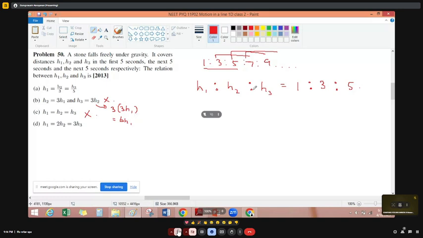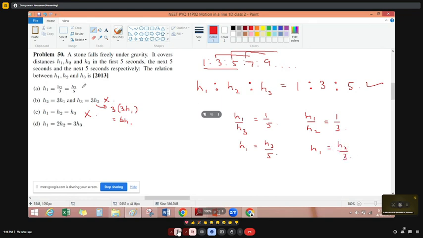But actually, I know that H1 by H3 is equal to 1 by 5. So H1 is equal to H3 by 5. Most of you will write this much, but writing this might confuse you. So understand this, it's very simple: this by this is equal to this by this. Similarly, H2 by H3 will be 3 by 5, and H1 by H2 will be 1 by 3. So H1 will be H2 by 3.